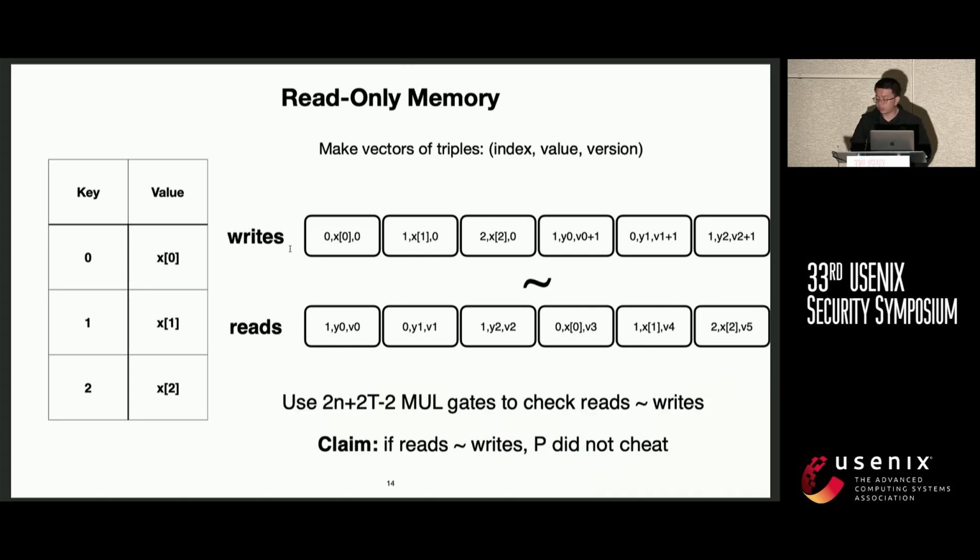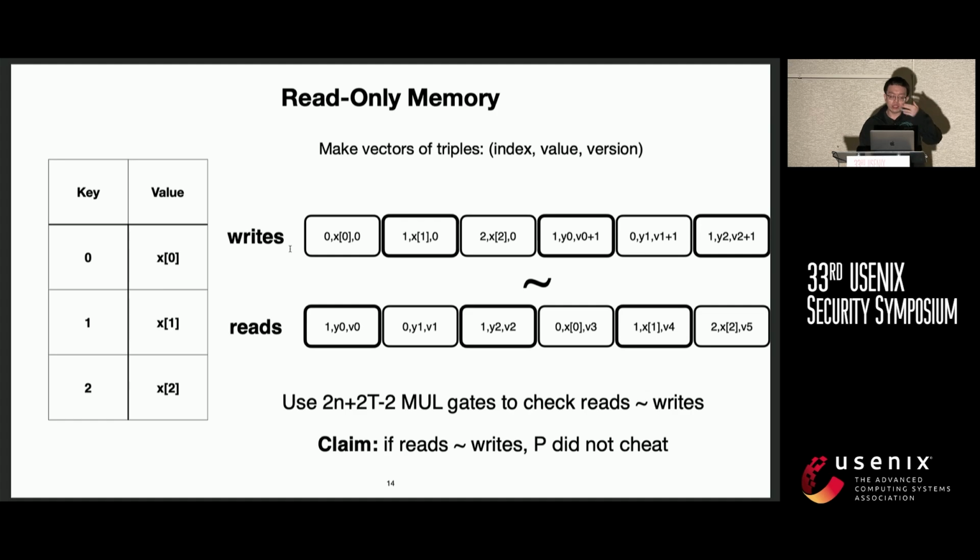So the crucial part is the following. Finally, we're going to ask a prover to provide a permutation proof to show that this read array can permute to the write array. Or say differently, they are basically the same elements in these two arrays. And the claim is, if this read can permute to write, the prover will never cheat. So let's see why. But before we do that, let me emphasize this is very efficient because it only costs you 2n plus 2t minus 2 multiplication gates to do this permutation check.